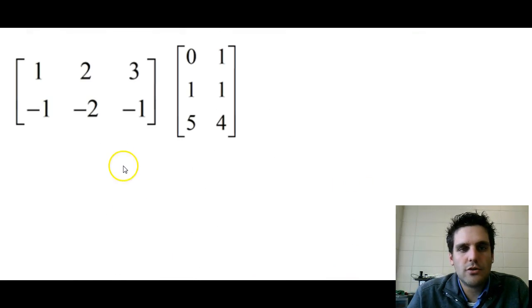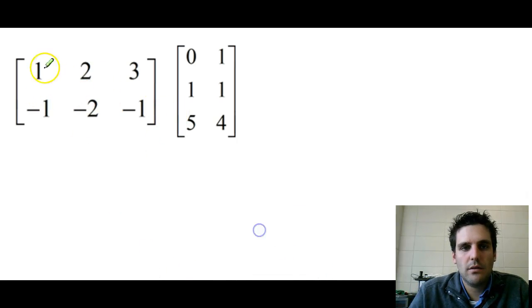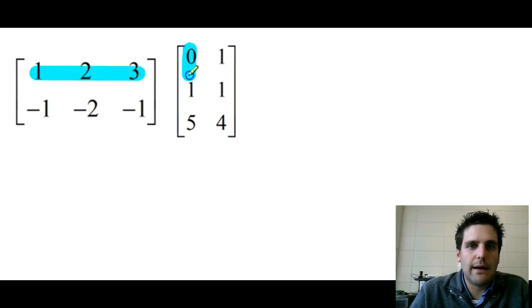I'd like you to try and multiply this. Remember, you're going to be taking the entire row, multiplying it by the entire column.